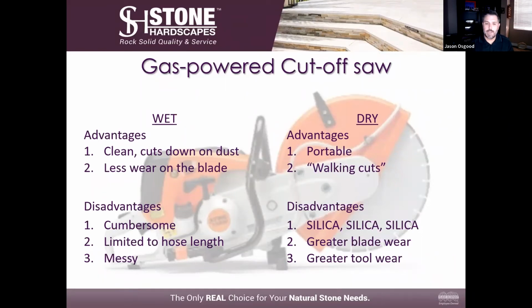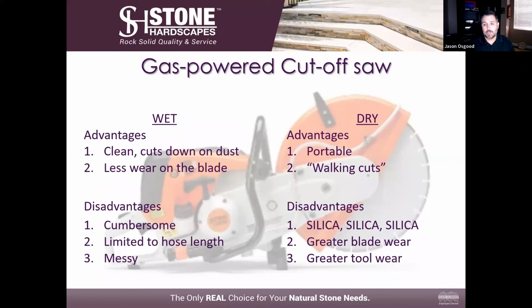I talked earlier about how you can use them wet or you can use them dry. There's an attachment that goes on these saws that a hose will hook up to, which will squirt water onto the blade. Now, there are advantages to having it wet. It's clean. It cuts down on the dust drastically, and it cuts down on the wear of the blade itself. It cools the blade down so it doesn't wear the blade out. Disadvantages are it's cumbersome. You're pulling that hose around everywhere, so you're limited as to where you can cut. And because you're limited, typically you'll cut in the same spot. With that water running, you're going to create a mess.